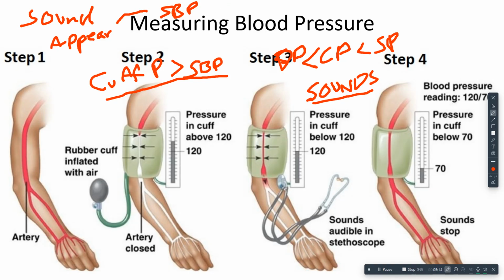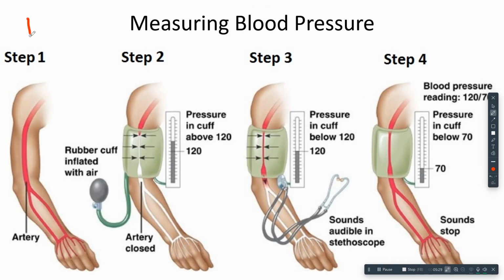That, of course, is the high value. It's called systolic because it is due to ventricular systole. It is due to ventricular contraction. Now, when the sounds disappear, when the sound is no longer there, it'll get fainter and fainter, then it'll disappear.